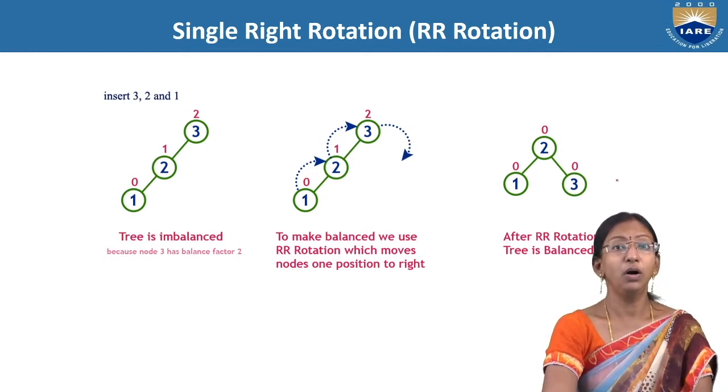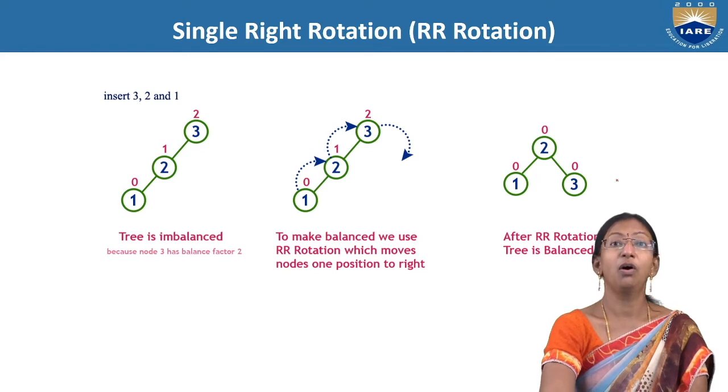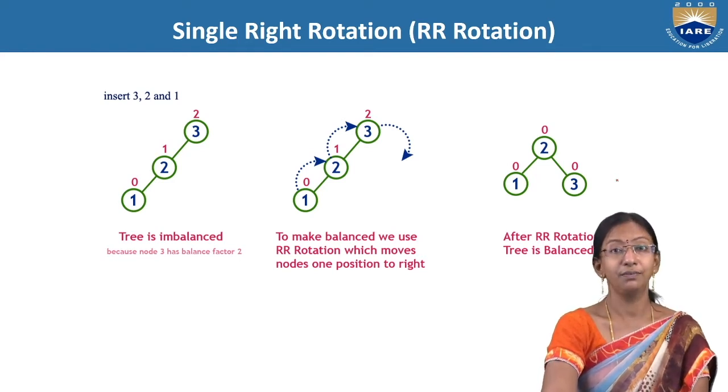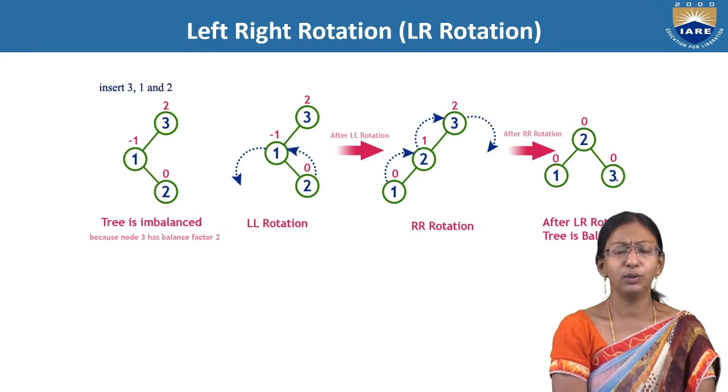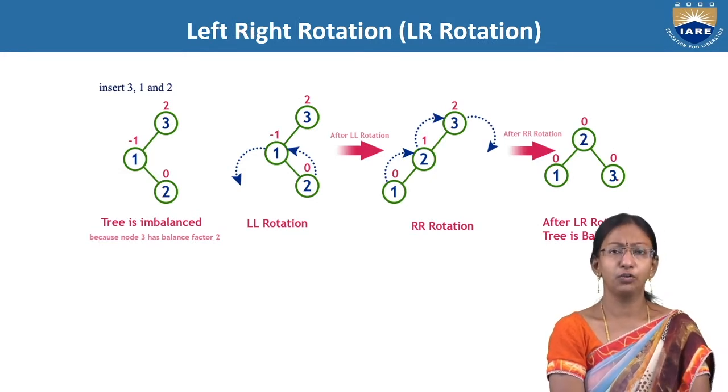Okay? All the scenarios will not be like this. What if something goes and sits in the left subtree as a right child or in the right subtree as a left child? So it's a mix and match case. In those cases, we need double rotation. Let's have a look at these examples. Let's have a look at a left-right rotation.